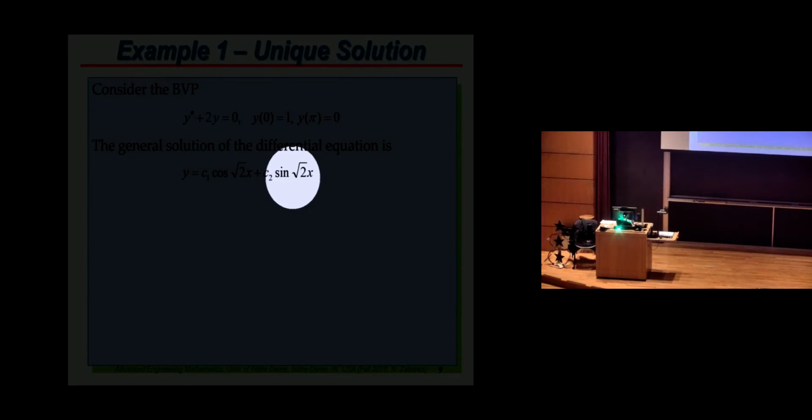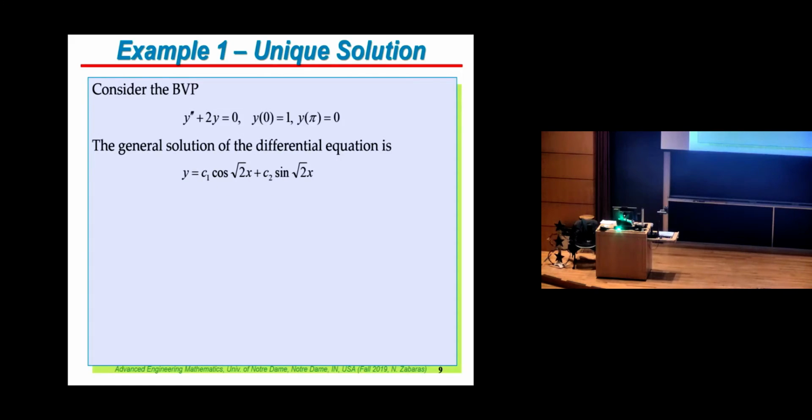So if you put 0 here, this disappears. Y at 0, this becomes equal to 1. So C1 equal to 1. We agree? All right, so C1 equal to 1. How about if you apply y at pi equal to 0? What do you get?